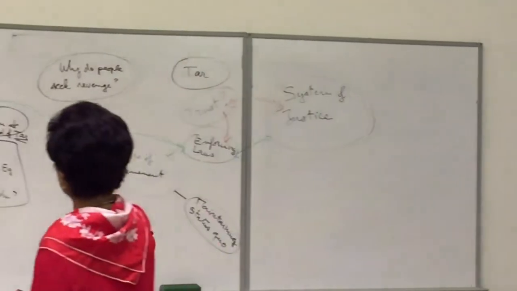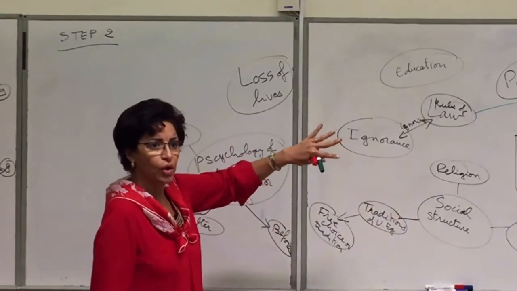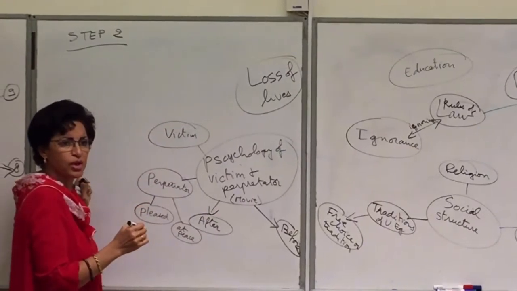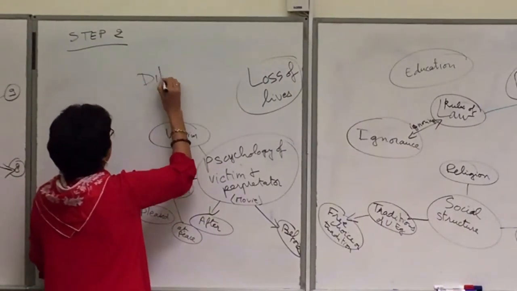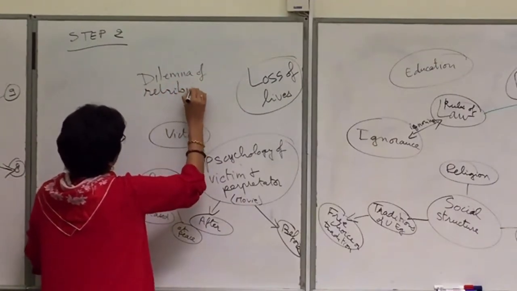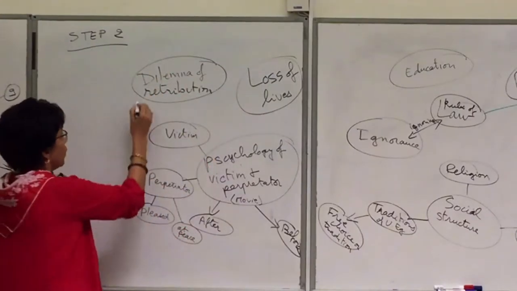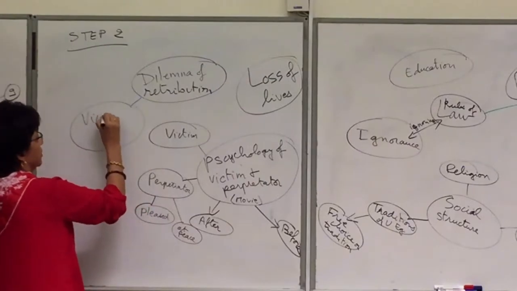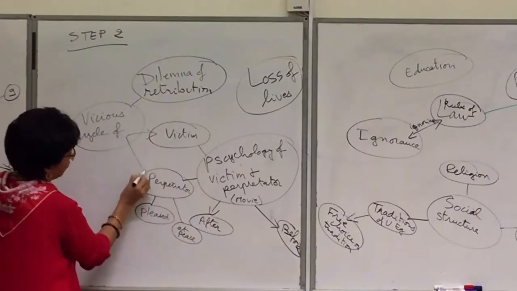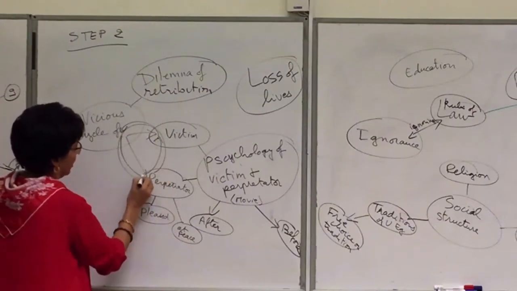Okay, nice. Where would we put retribution between families? Can we put it here? Would it be a psychological thing? The victims and the perpetrators. So, system of what did you say? System of retribution? Dilemma of retribution. Which means what, actually? So you have an endless, vicious cycle of victim and perpetrator, and victim and perpetrator, and victim and perpetrator.